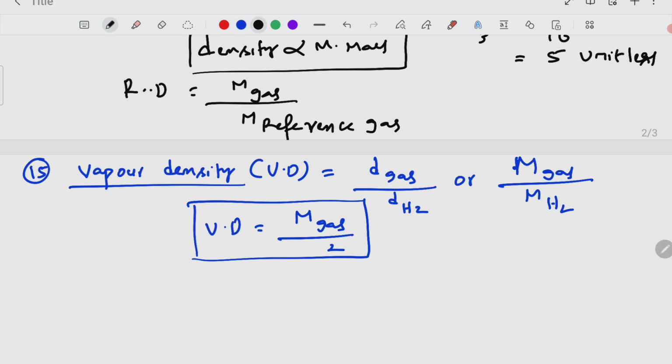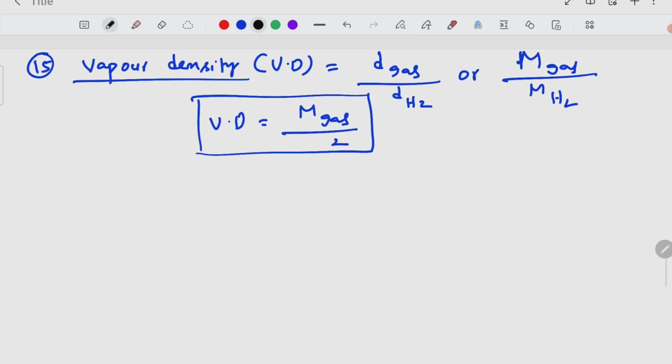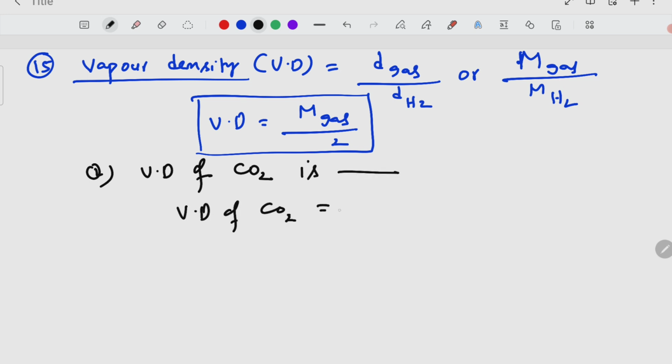Simple question for understanding the vapor density concept. The vapor density of CO2 is dash. So how do we calculate? Vapor density of CO2 is molar mass of CO2, which is 44, by, here we know molecular mass of H2 is 2, so here it is 22. Remember, it is unitless because it is relative density. Vapor density means with respect to hydrogen only we give vapor density. CO2 vapor density, that is 22, unitless.